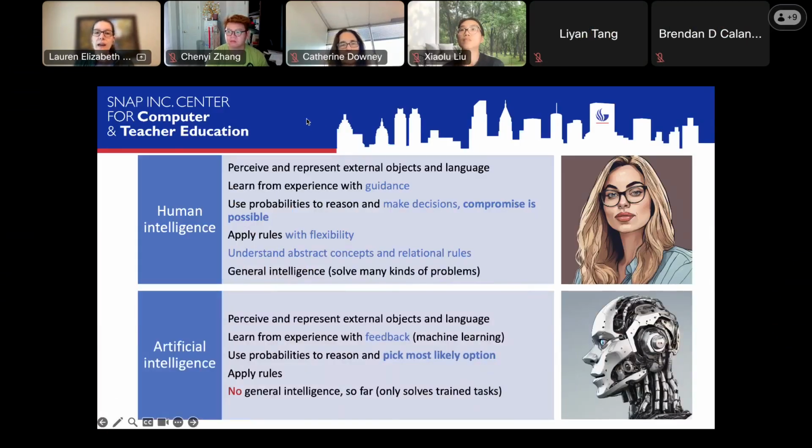So again, with human and artificial intelligence, there's a lot of similarities, but there are also some key differences. Both humans and artificial intelligence use sensors. We use our senses, eyes, ears, all that sort of stuff, while machines use sensors like an accelerometer or a light sensor to perceive and represent external objects and language. So we have some sort of input going into the system.